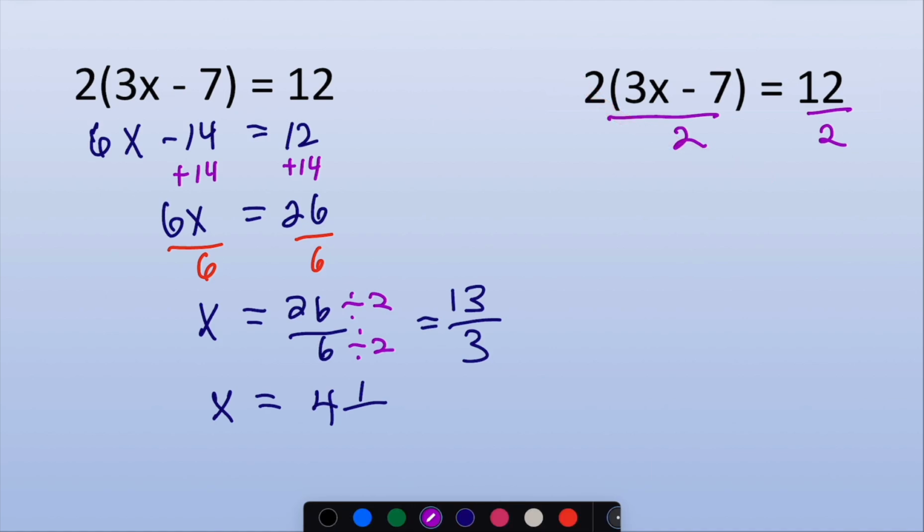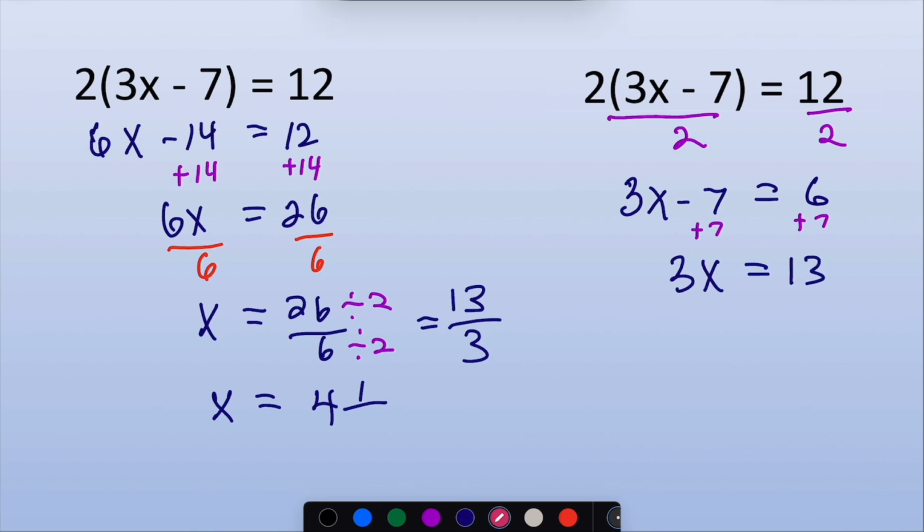We are going to be left with the quantity of 3x minus 7 equals 6. And if we proceed through it, you're going to see we're going to get the same exact answer. We would add 7 to both sides. We would get 3x equals 13. And then we would divide by 3. And you'll see it leads us right to the same place so that we get x is 13 over 3, or 4 1/3.